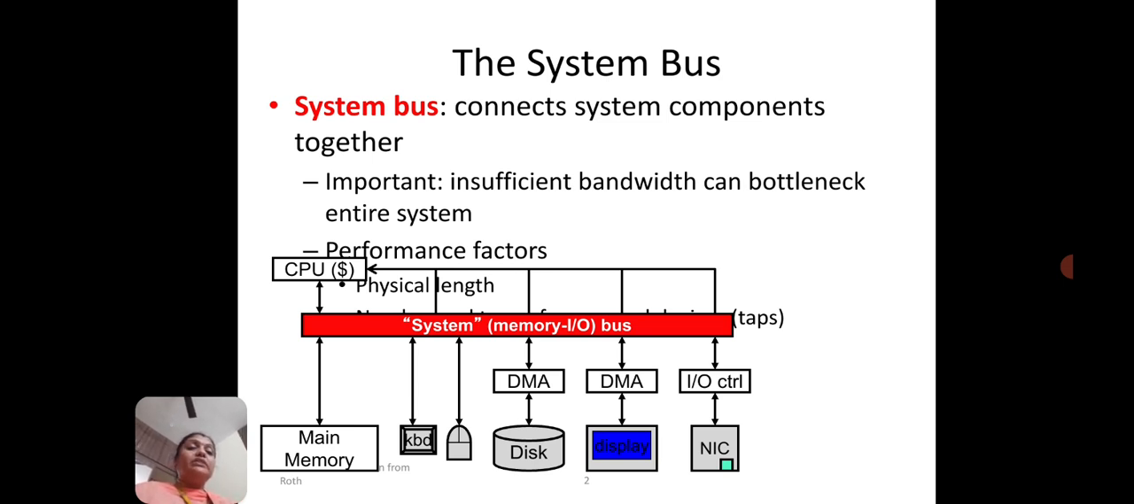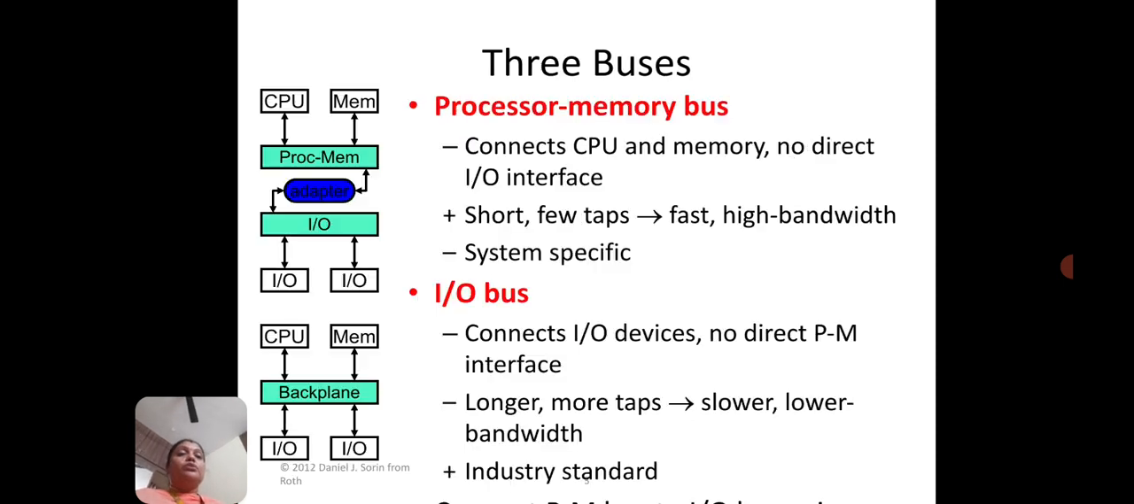The devices connected to the bus are the main memory, a DMA controller, and IO devices. All these devices are connected through the bus. Next we will move on to the different types of buses.